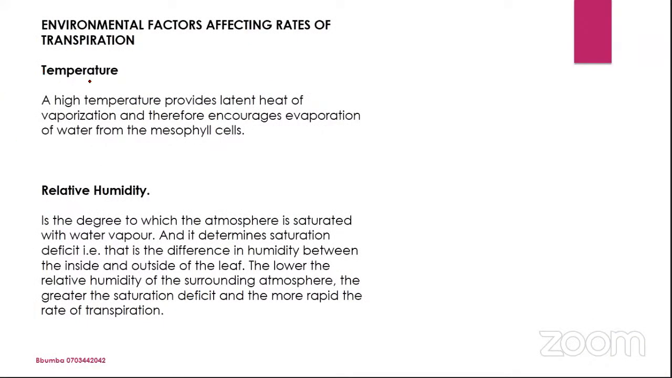So these are the environmental factors affecting rate of transpiration. I told you that the meaning of the word rate just means the speed at which something is happening. So these factors may either speed up or slow down the rate of transpiration, which is the loss of water from the leaf surface.